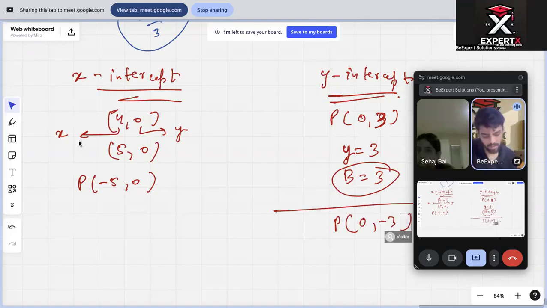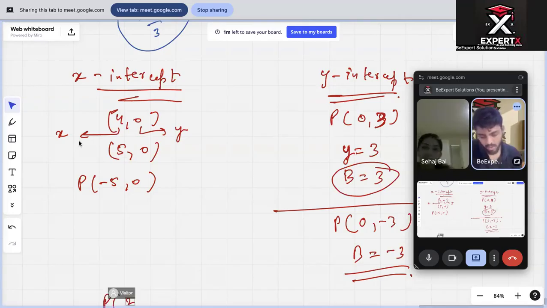Let's proceed with the next topic in this chapter: understanding what happens when we have 3 points given, P(2, -2, 5), P(-3, 0), let's say.